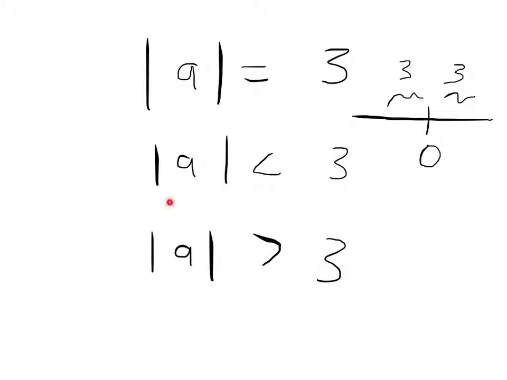So for the second one, I want the distance from a to 0 to be less than 3. What numbers on the number line would have a distance from themselves to 0 being less than 3? Well, clearly it would be all the numbers in between, excluding -3 and 3. And the last one, geometrically speaking, I want the distance from numbers a to 0 to be greater than 3. What numbers would those be? Those would be the numbers less than -3 or greater than 3.